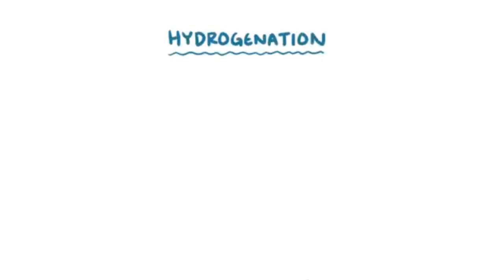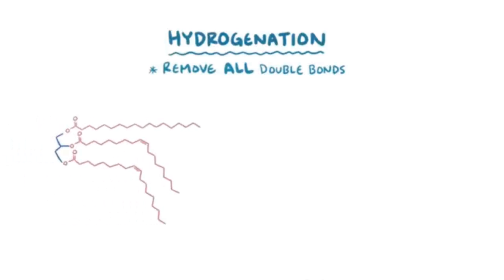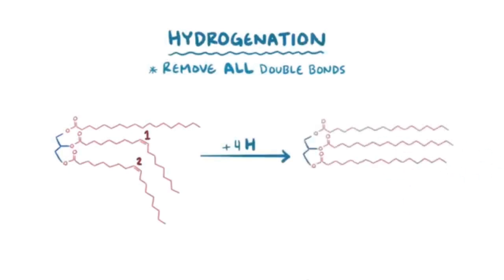Trans fats result from a process called partial hydrogenation. In just plain old hydrogenation, hydrogens are added to cis fats to get rid of all of the double bonds. So let's say that you've got this triglyceride, and it has a total of 2 double bonds. So in this case, we'd add 4 hydrogens, 2 for each double bond. That turns the unsaturated fatty acids with cis double bonds into saturated fatty acids.